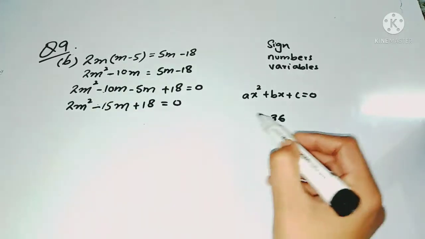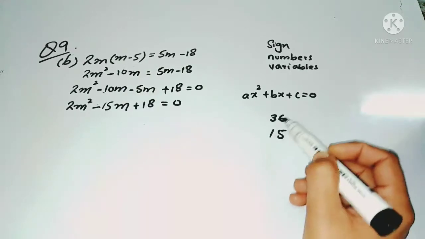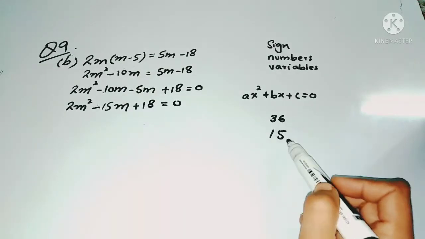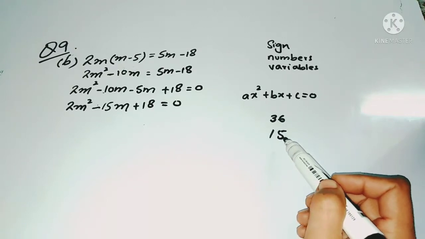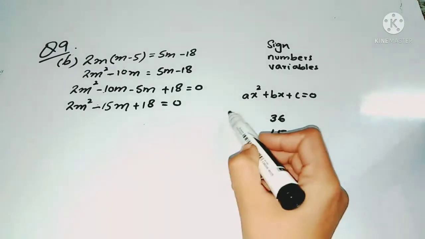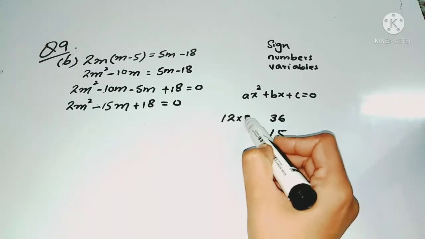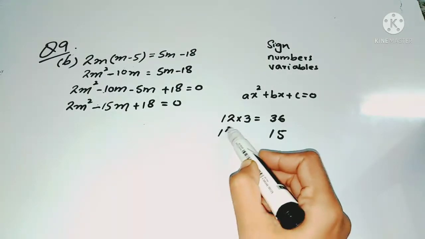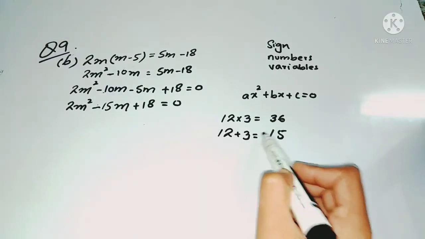Write on the midterm, which is 15. Now you have to choose two factors that when you multiply them, you will get 36, and when you add or subtract, you will get 15. So those two terms are 12 and 3, because when you multiply 12 with 3, 12 3s are 36. And when you add 3 and 12, you will get 15.